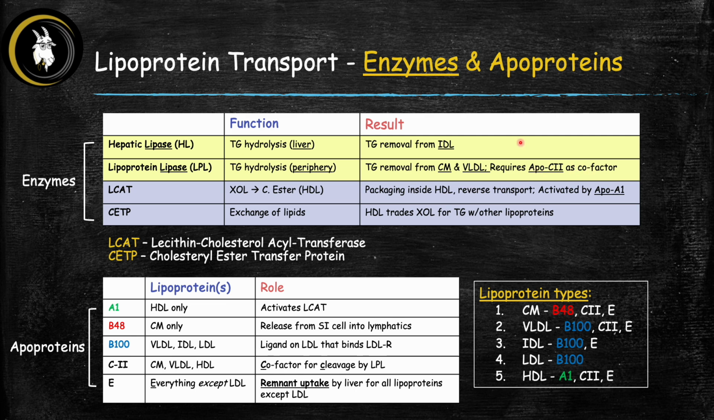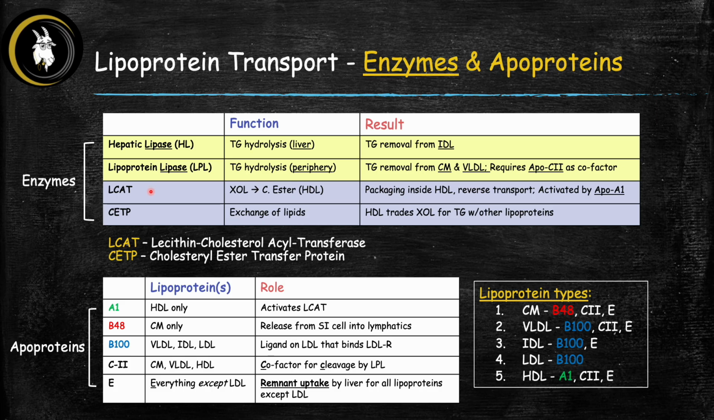So the key differences between these two are their location, periphery versus liver, the lipoproteins they act on, IDL versus chylomicrons and VLDL, and the fact that lipoprotein lipase requires ApoC2 as a cofactor, while hepatic lipase does not require a cofactor. The other two enzymes are not lipases, so their job isn't triglyceride hydrolysis.